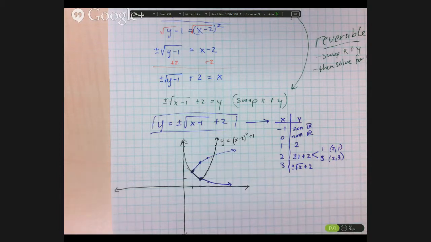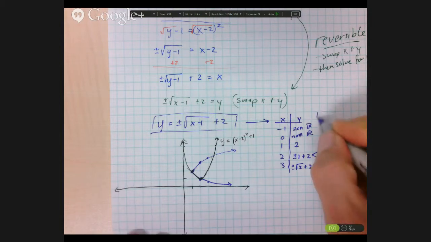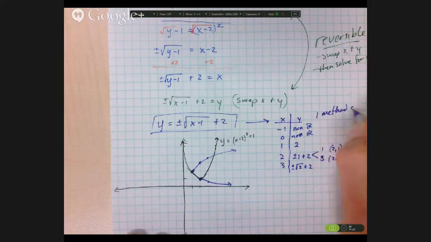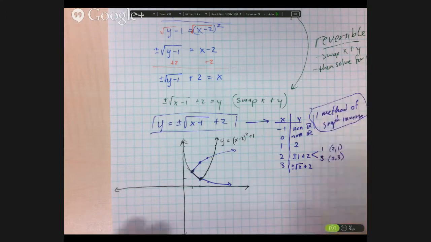Okay, so that's one way to do an inverse graph, is just do it. Okay, I'm going to put the other one.